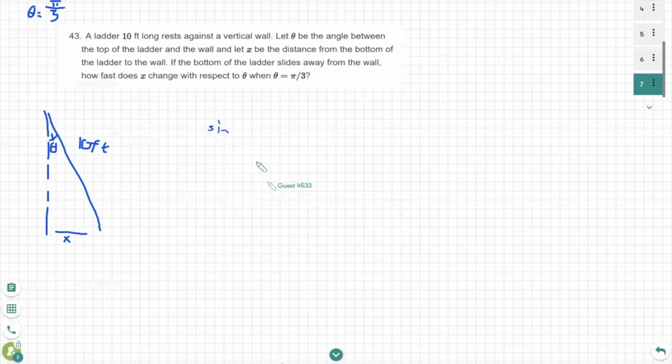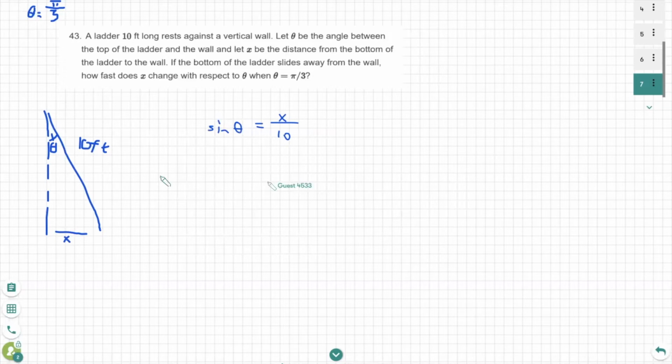Sine of theta? Yeah, the angle, right? Sine is always of theta, plugged into, yep. Equals what? I guess sine of theta is equal to x over 10. Yeah, okay. All right, so now we have our equation that relates the variables. Do you know what to do after that?